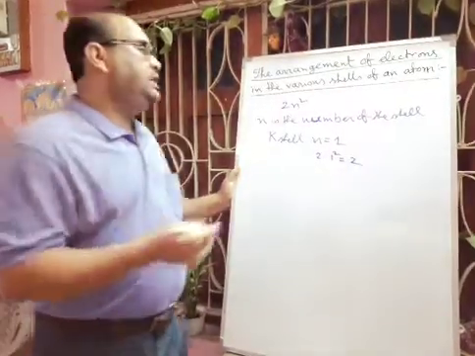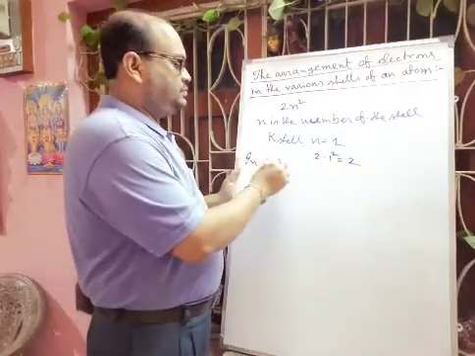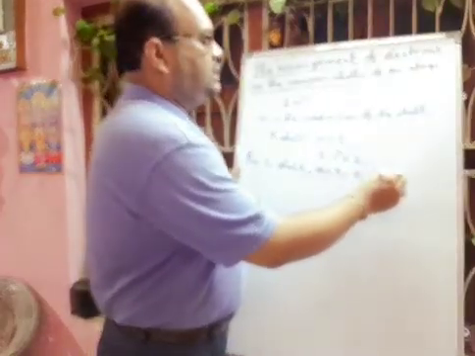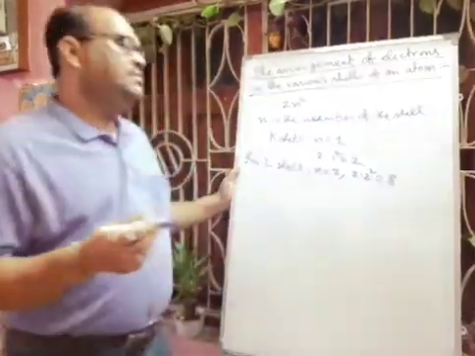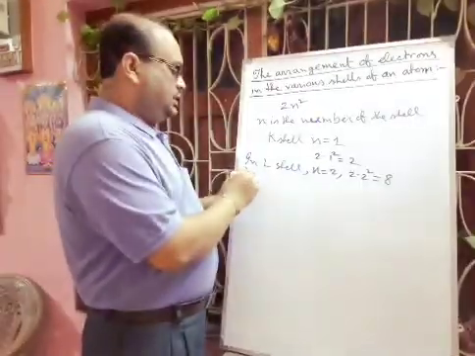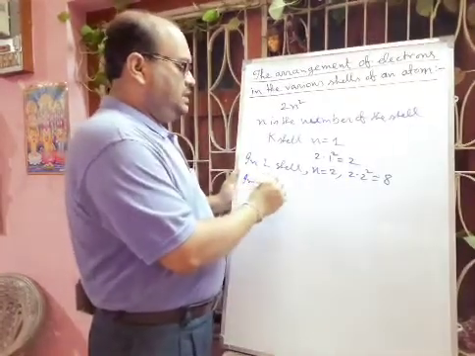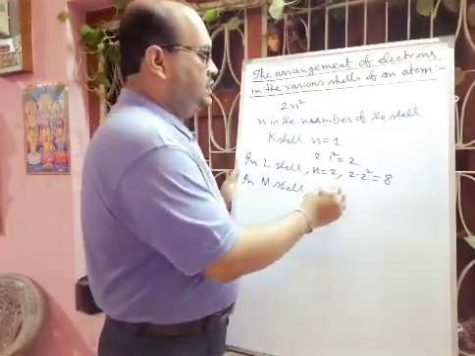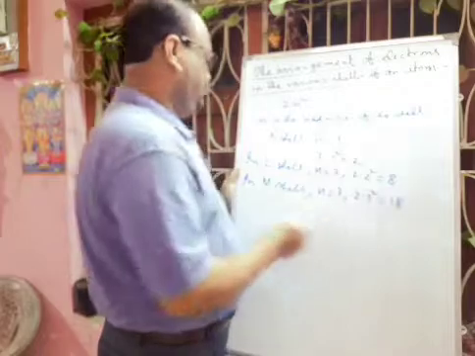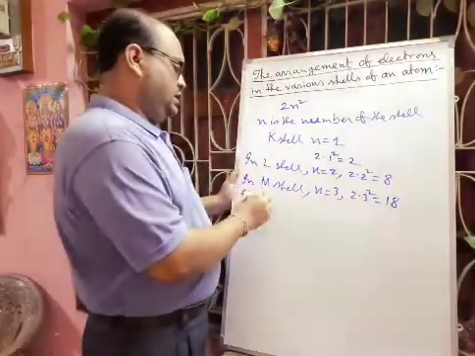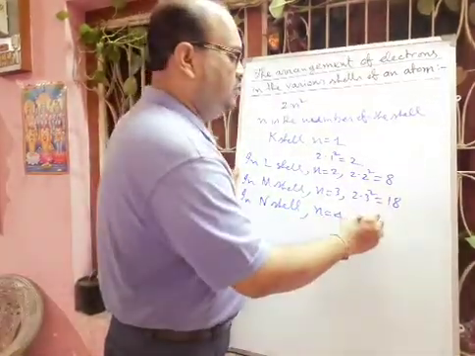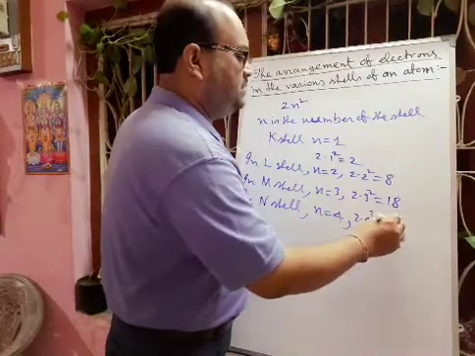Next, if we think about the L cell, here n is equal to 2. Definitely it will be 2 into 2 square, that means 8. So in the L cell, the maximum number of electrons will be 8. And in the M cell, n is equal to 3, so 2 into 3 square, that means 18. And in the N cell, n is equal to 4, then 2 into 4 square, that means 32.